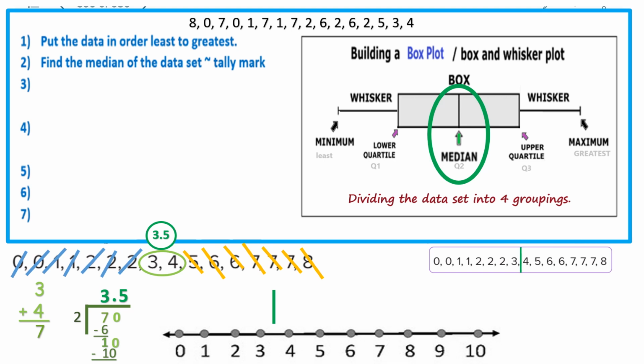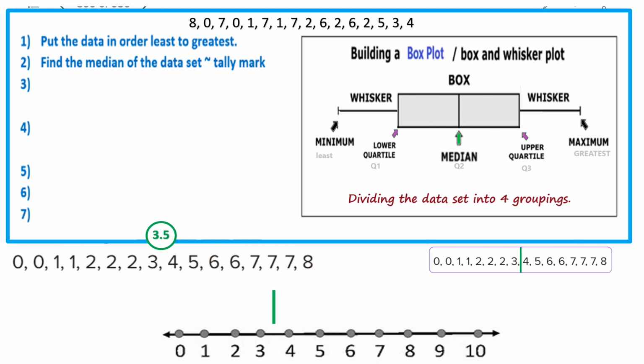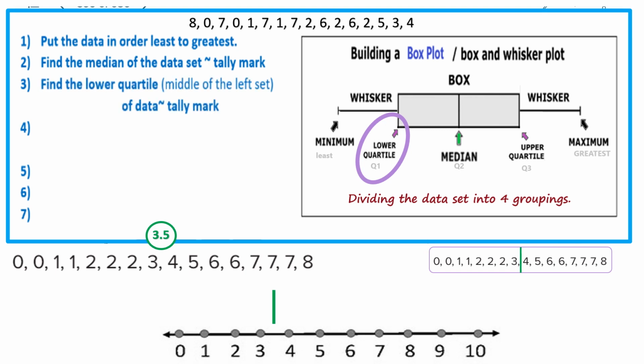So my next step is to focus in on the lower half. I've divided the group in half, and now I'm going to divide the first half in half. I'm going to find the middle. So you will see that on step 3, we're finding the lower quartile. Once again, that means 4, so we're dividing it into 4 equal groups. Well, I'm going to take my first half and divide it into 2 of them. The way I do that is I find the middle of the first half.